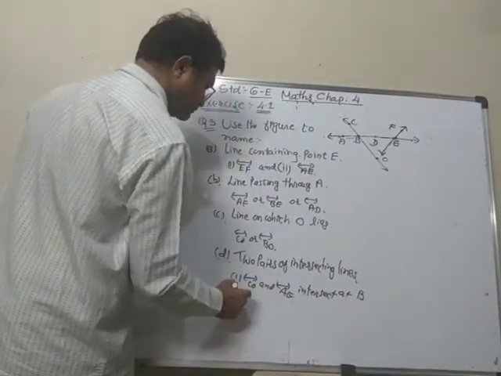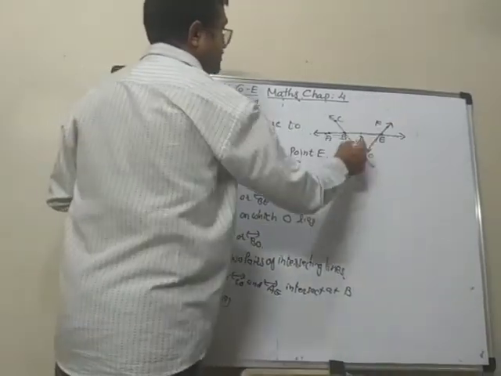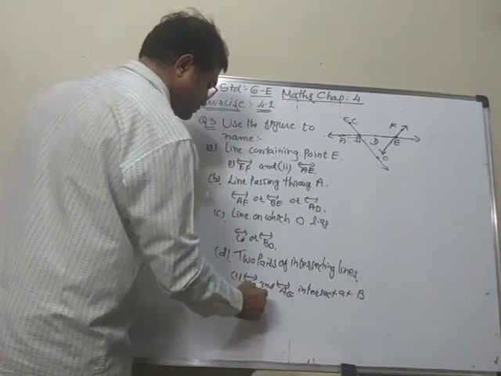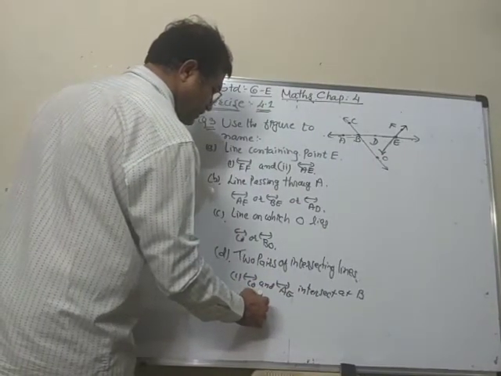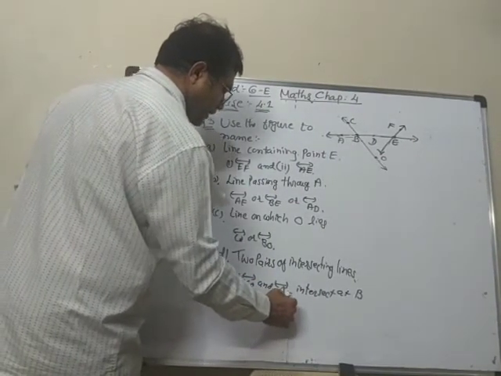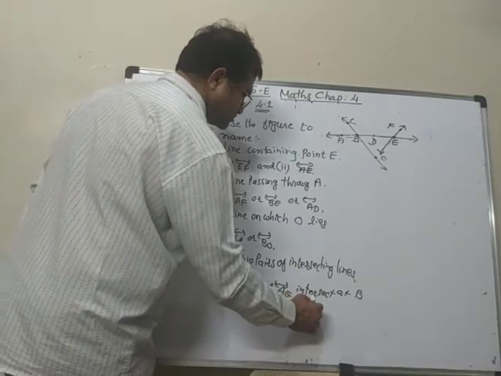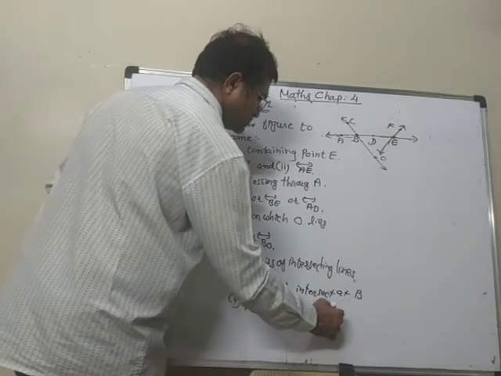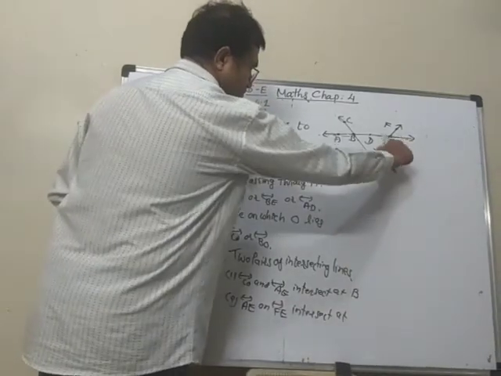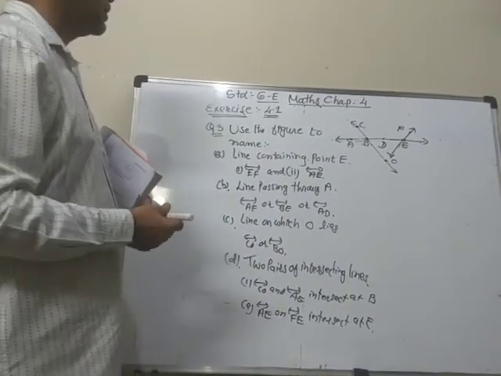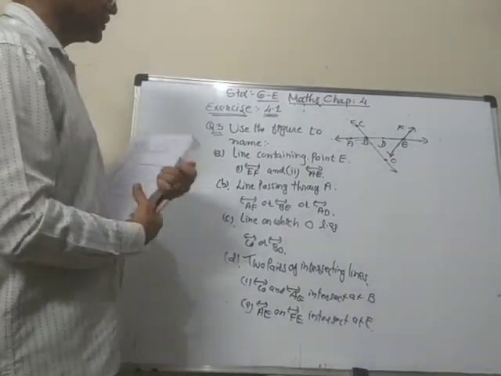And the second pair, here you can see that line AE and line FE. Line AE and line FE intersect at which point? E. So here are the possible answers.